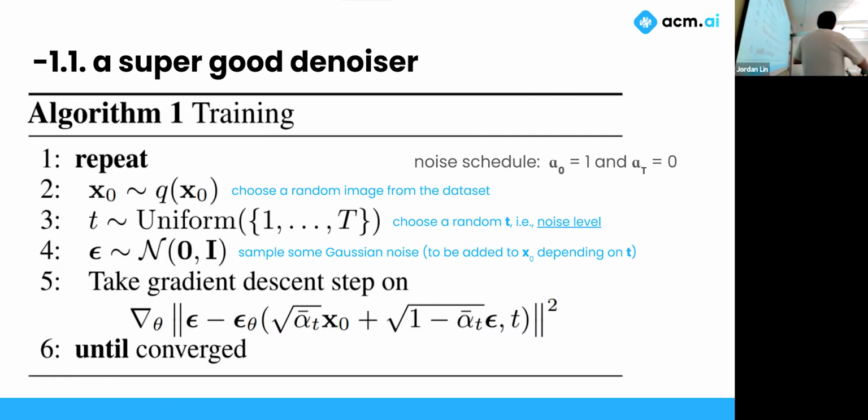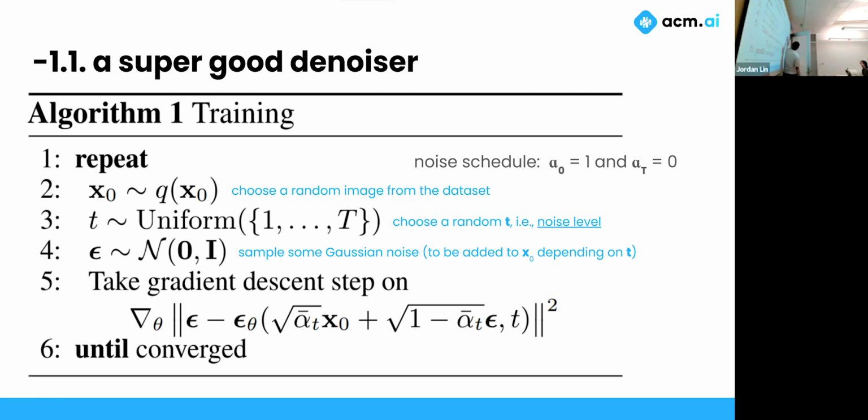To further ground this, I want to take a look at the training loop of the diffusion model. Specifically, this is what we do. First, we choose a random image from the dataset. And then we choose a random t, our noise level, say from 1 to 1000. We just choose some random integer in the middle. And we have this noise schedule, alpha 0 to alpha of 1000, that basically starts at 1 and goes all the way to 0.